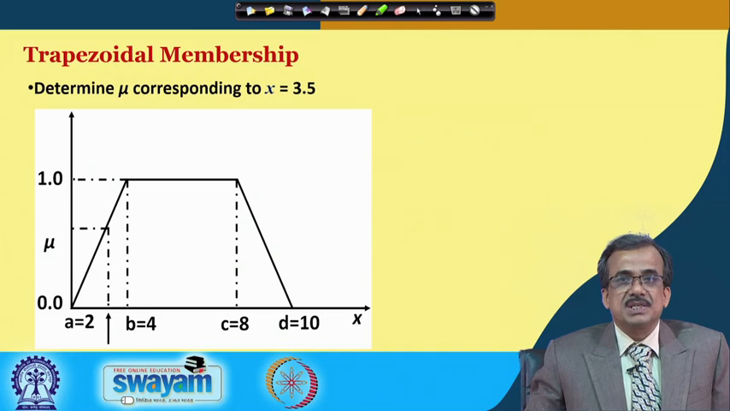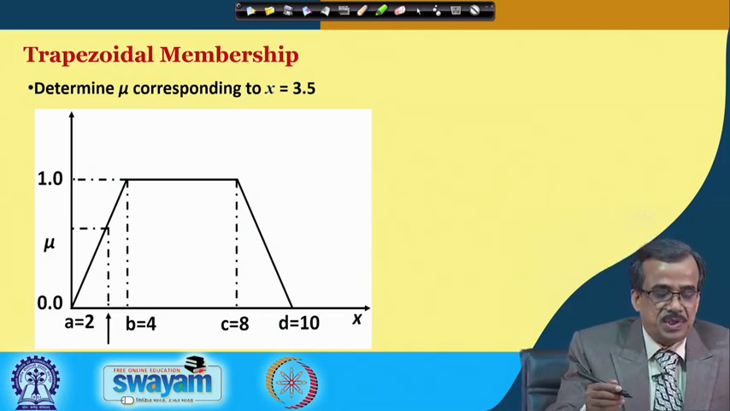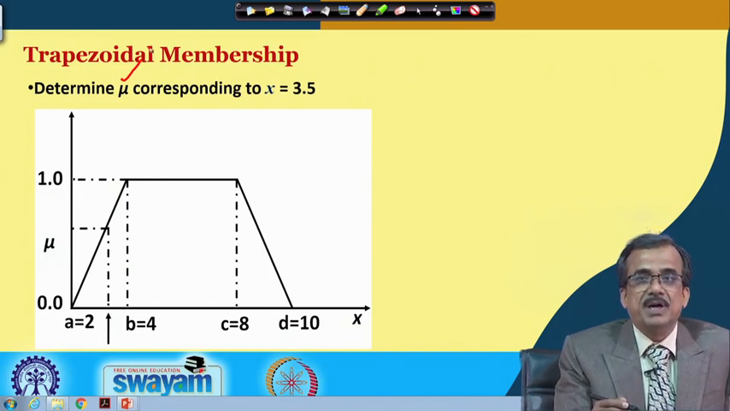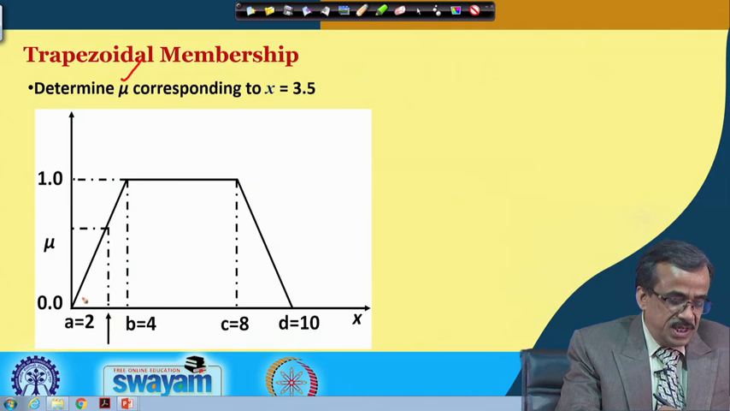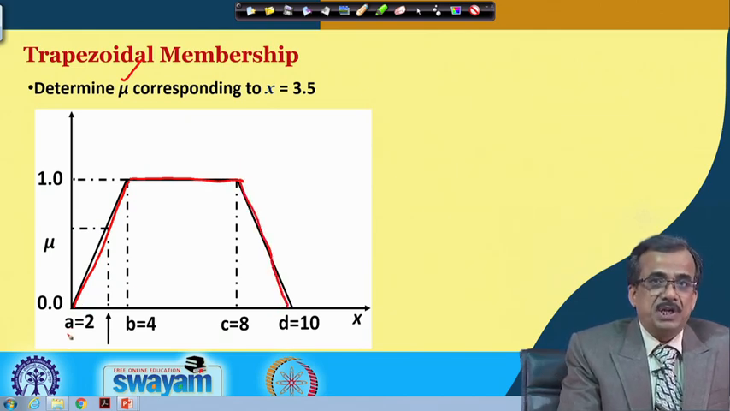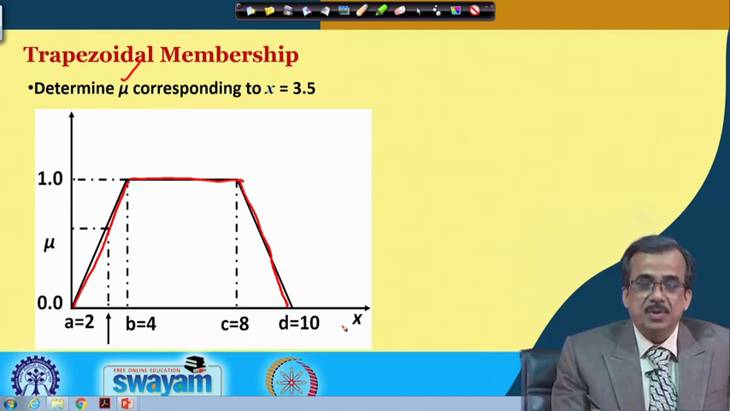Now, we are going to discuss what happens in the case of the trapezoidal membership function distribution. Once again, our aim is to determine the value of mu, that is the membership function value, corresponding to x equals 3.5. This is the trapezoidal membership function distribution. Here A is kept equal to 2, B is kept equal to 4, C is kept equal to 8 and D is equal to 10.